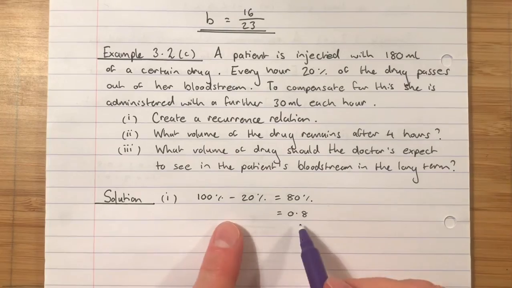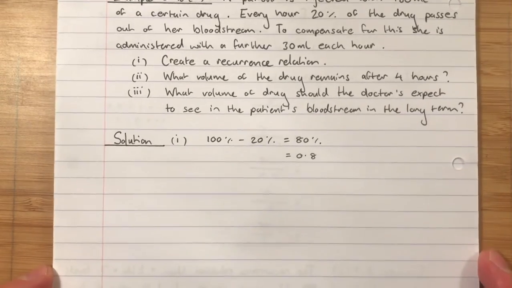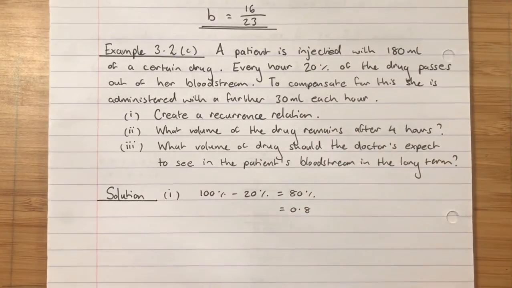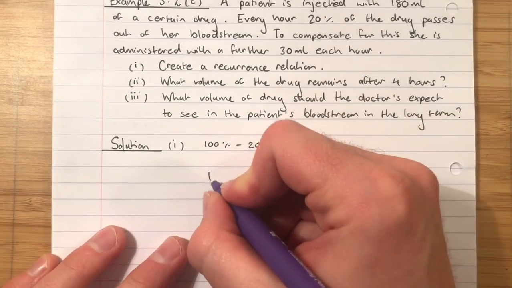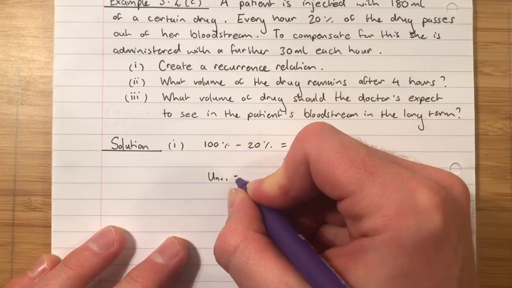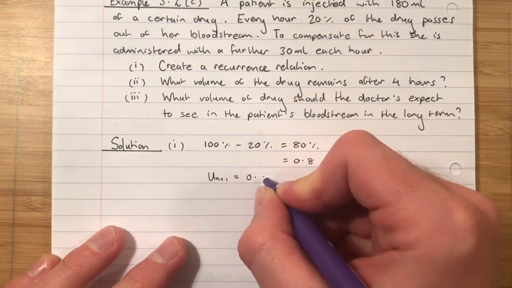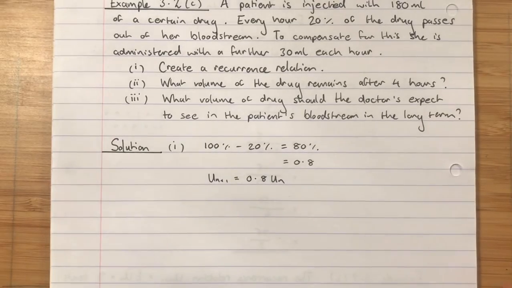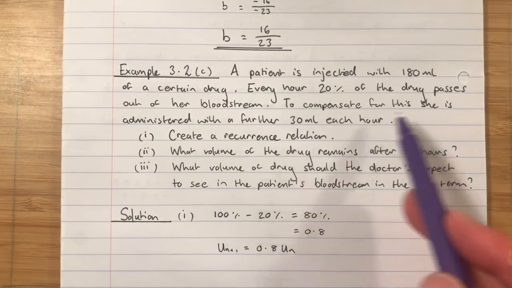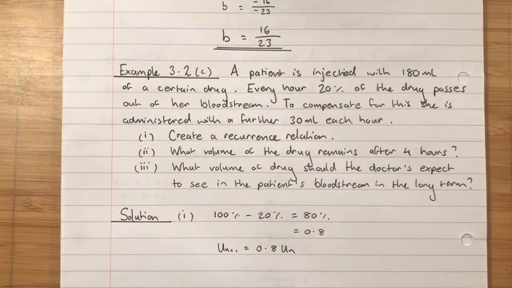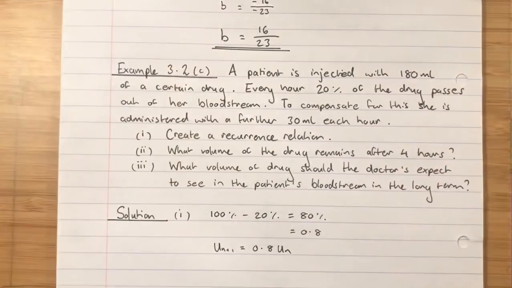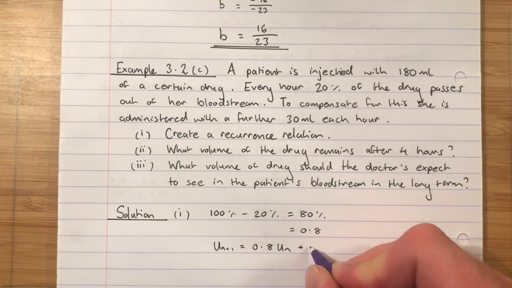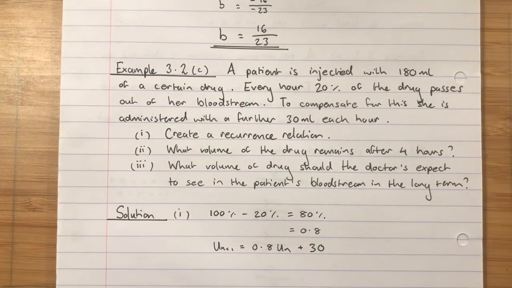Right, that is exactly the same as a depreciation question at NAT5. It's going down by 20%, so you get 0.8. Right, so my recurrence relation is going to be u(n+1) equals, that's my value of a, 0.8 u(n). And then what else happens every hour? To compensate for this, she is administered with a further 30 mils each hour. So are we adding 30 mils or are we taking away 30 mils each hour? We are adding 30 mils each hour, so plus 30.